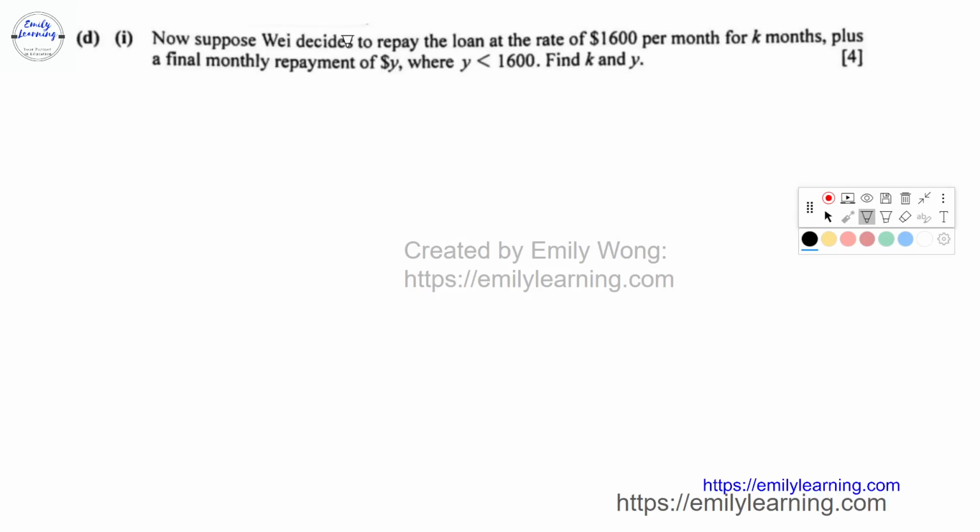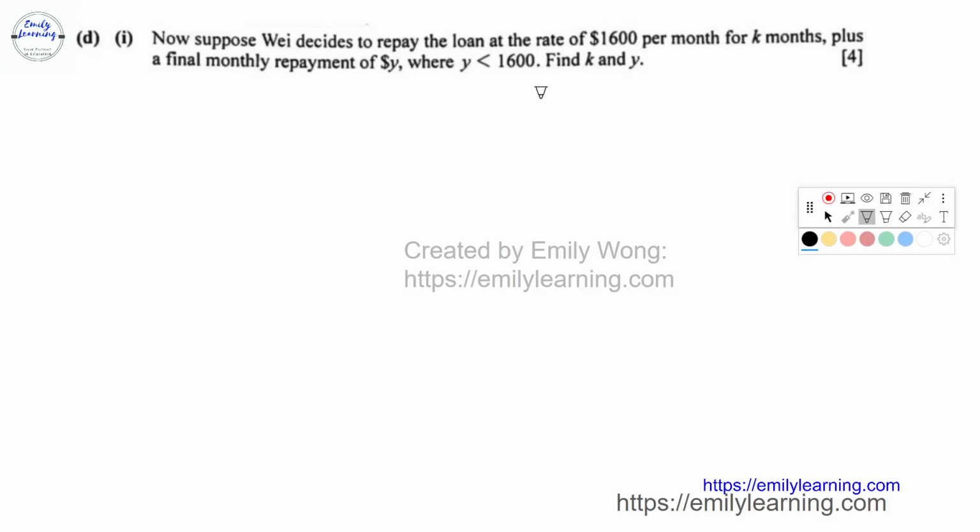Next, now suppose Wei decides to repay the loan at a rate of $1,600 per month for K months, plus a final repayment of Y dollars, where Y is lesser than $1,600. Find K and Y. Okay, so now what does it mean?